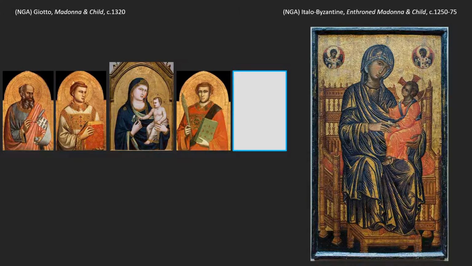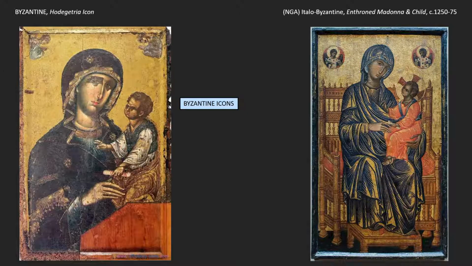Now, the other question about historical context is why the style. We talked a lot about the flatness and the gold, right, that are being used within the work. Well, a lot of what is translated into these Italian works came out of Byzantine examples. I'll explain what that term means, right? But icons that came from the old Byzantine Empire.